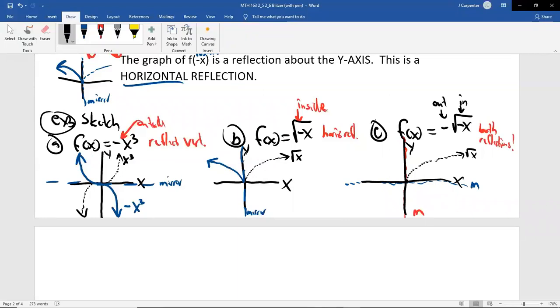Remember, outsides are vertical reflections. So I'm going to reflect this vertically first, again, just arbitrarily. So this is blue. I'm just going to make them a little thicker looking. So there's the first reflection. So this would be negative square root of x. I haven't accounted for the negative inside. And then I'm going to take this image and reflect the inside.